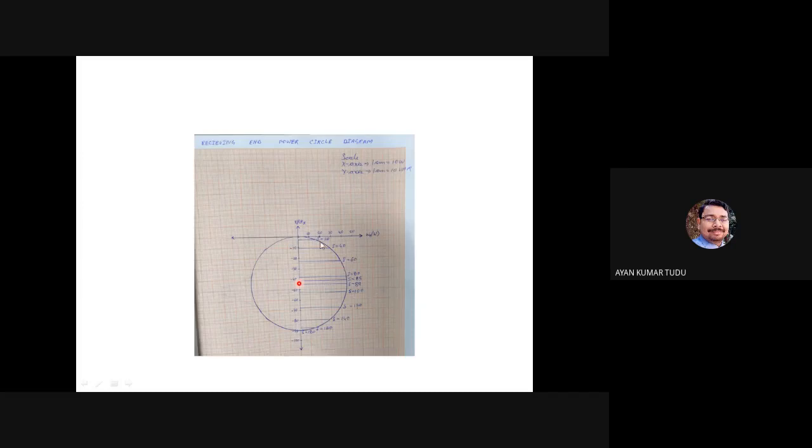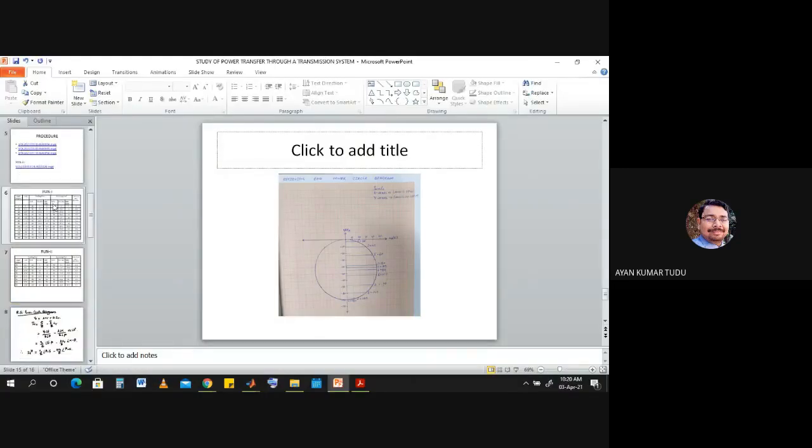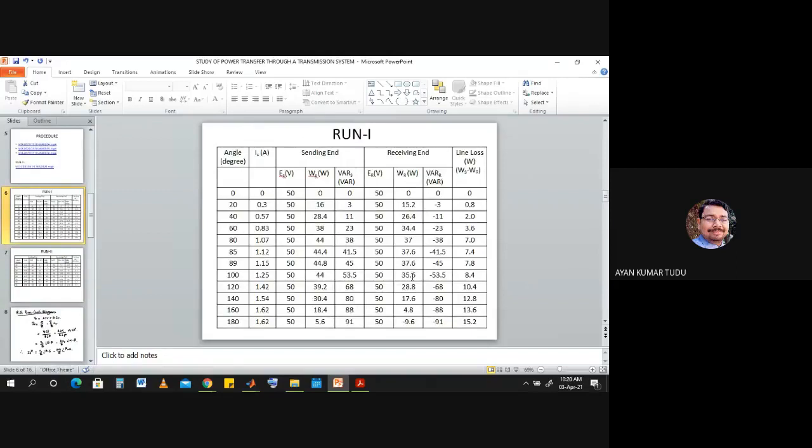Okay, so this is the receiving end circle diagram. I hope that you can understand how it is coming. We'll be finding out the delta values, and for the corresponding delta values, we can find out the receiving end var values, the var R. That will be obtained from here. Here we have got the receiving end var values. Understood? Now let us see the results properly.